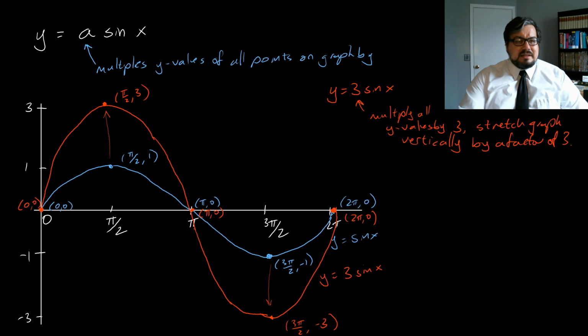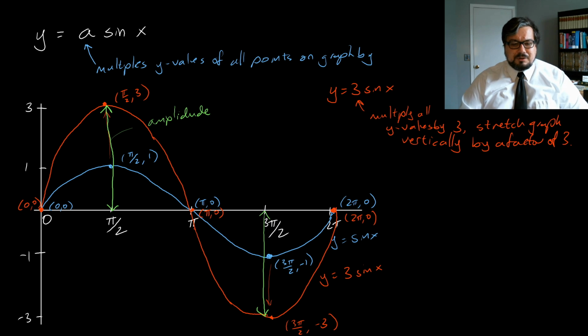So the distance between the center of where the sine function is oscillating around and the peak, this distance is known as the amplitude. And I'll define this in a second. This is the amplitude. So this function, for instance, y equals 3 sine x, has an amplitude of 3. The original function, just y equals sine x, has an amplitude of 1.